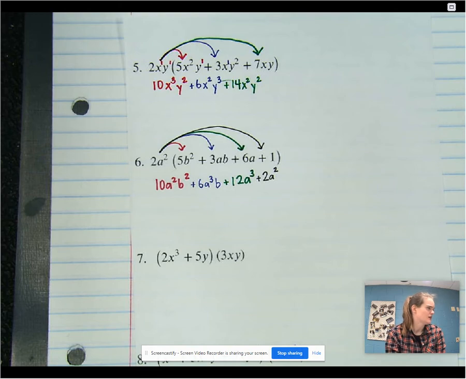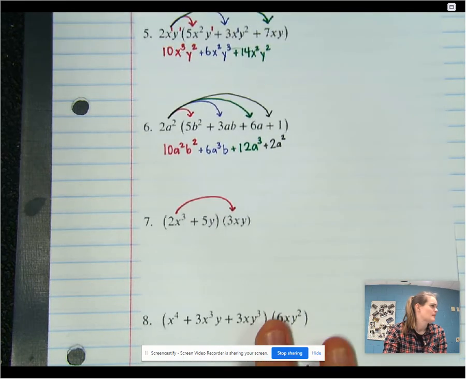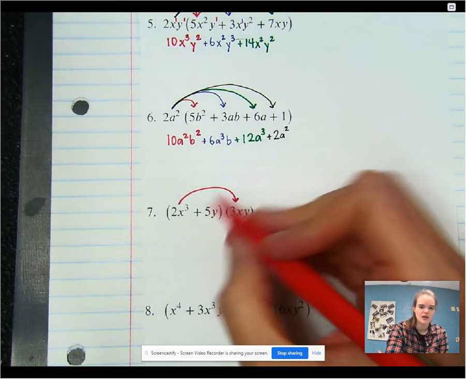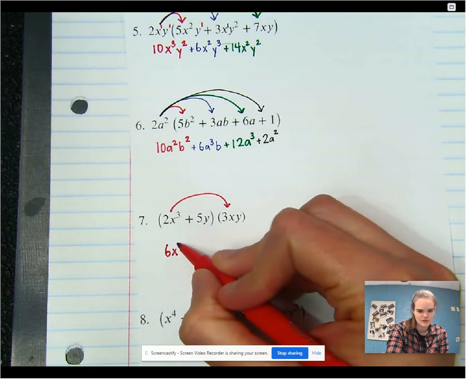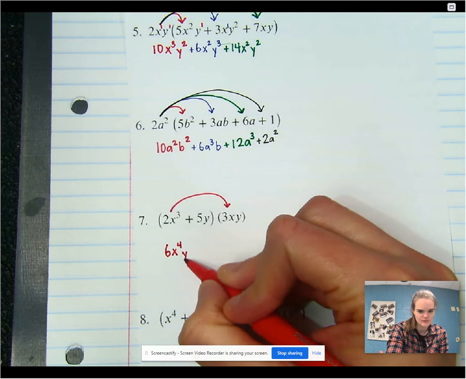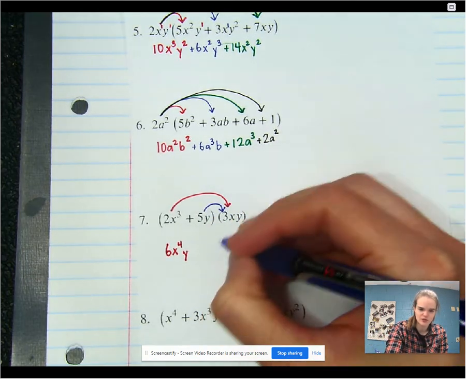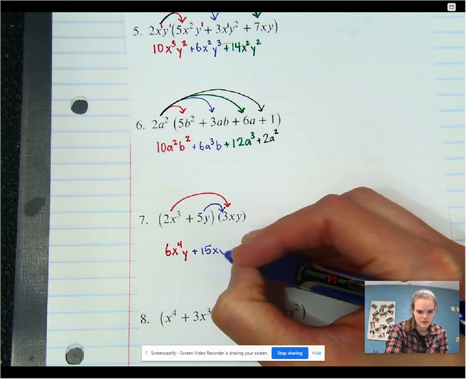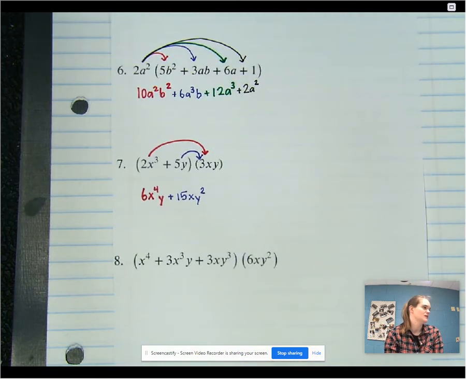All right, let's try number 7. Number 7, we're going to distribute as well. We're going to distribute the 2x to the third to the 3xy. We're distributing to the second set of parentheses there. So that is 6 x to the fourth, and just bring the y with it. Okay, same thing with this one. We're going to distribute this one to the 3xy. So 3 times 5 or 5 times 3 is 15. Bring the x and y to the second. Same thing applies for number 8. So pause the video and try number 8.